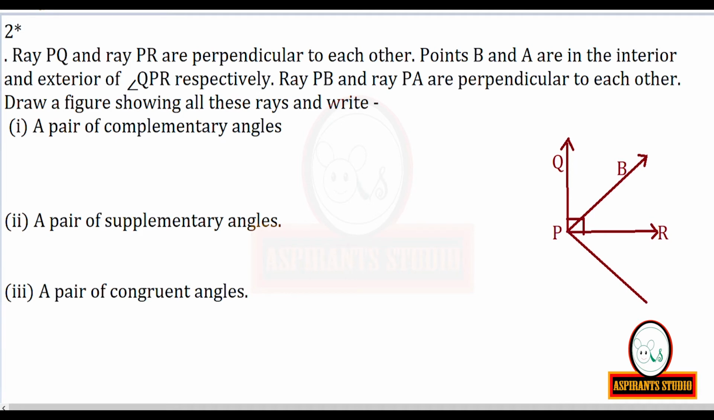So all these you have to keep in mind. When you are drawing ray PA, you have to keep in mind that A should be in the exterior of angle QPR. Then ray PB and ray PA should be perpendicular to each other. That means measure of angle BPA should be 90 degrees. Now after drawing the figure showing all these rays, we have to write a pair of complementary angles, a pair of supplementary angles, and a pair of congruent angles.